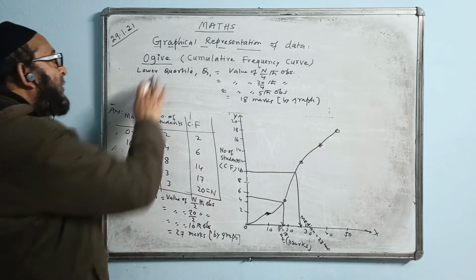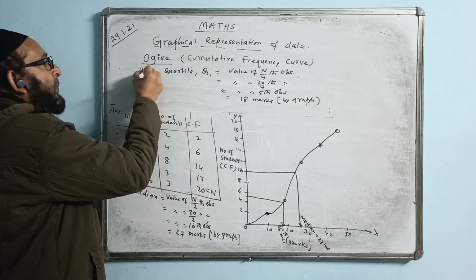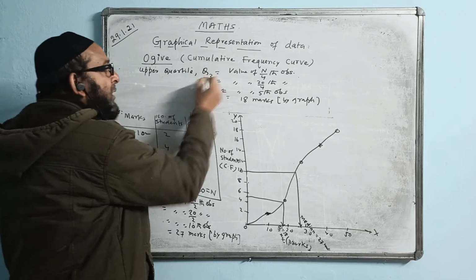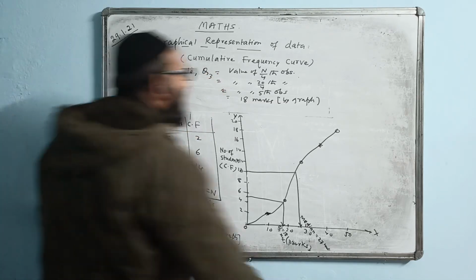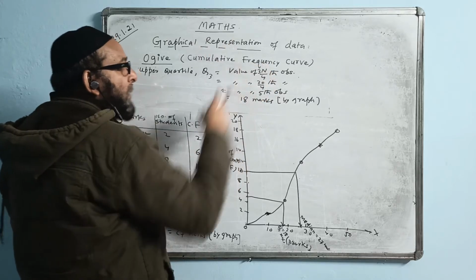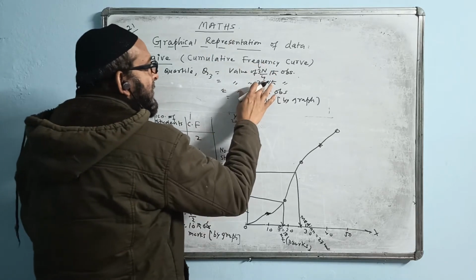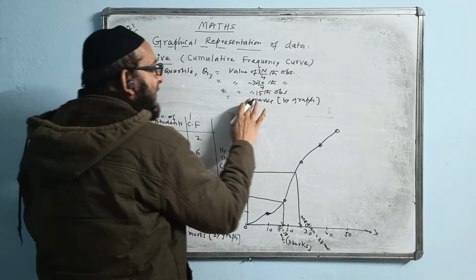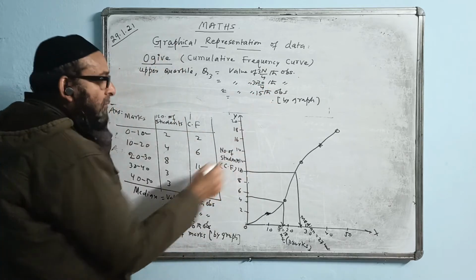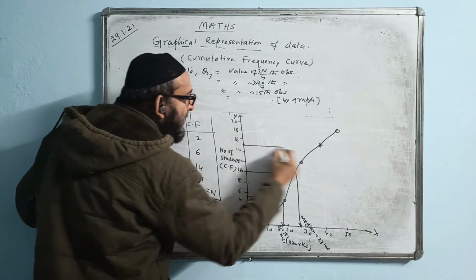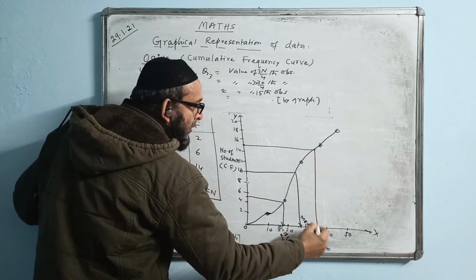Now comes the upper quartile. Upper quartile is Q3, and the upper quartile formula will be the value of 3n by 4, the 3/4 part. So this way you do 3 into 20, then the answer becomes 15. This time the 15th observation value we will take, between 14 and 16, 15 is coming, so we will do like this again, same way, like this and bring it down.